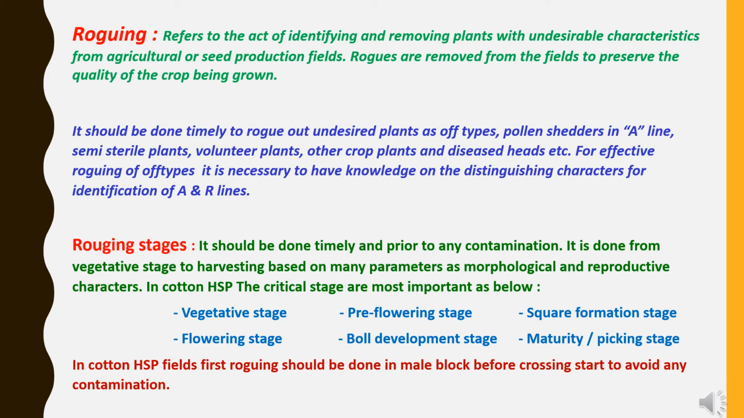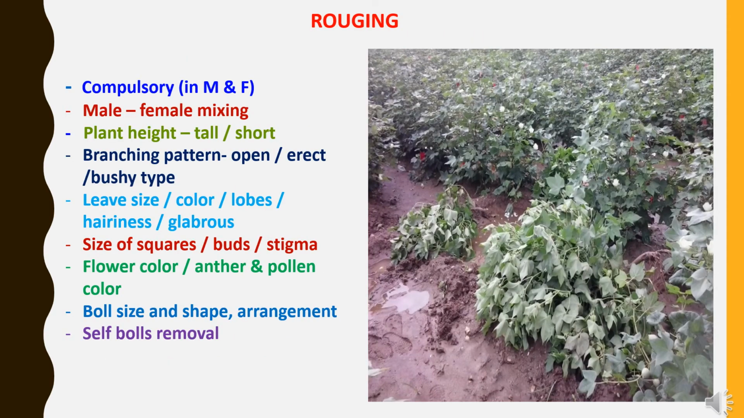In cotton hybrid seed production fields, rogueing should be done in the male block first, before crossing starts, to avoid any contamination, because during crossing we are taking pollen from male parents and crossing to the female stigma. So the male block should be totally 100% pure, free of any contaminants, off types, or volunteer plants. So male rogueing should be done on a priority basis. Rogueing is compulsory in male and female blocks. We have to remove male and female mixing.